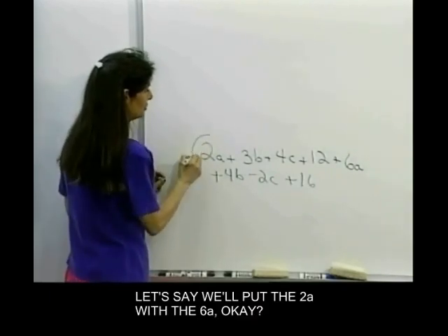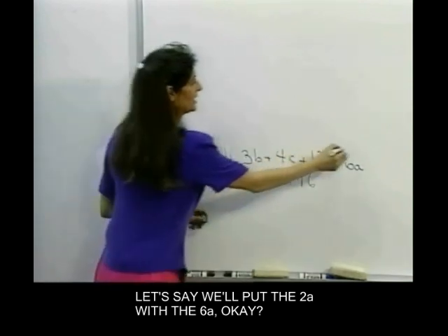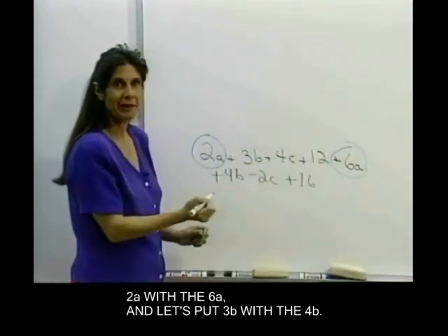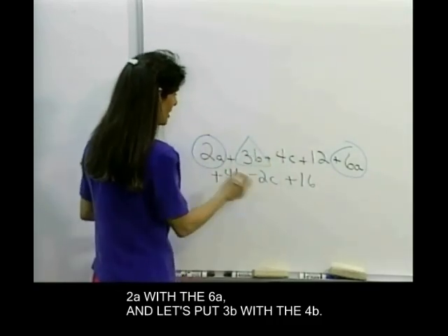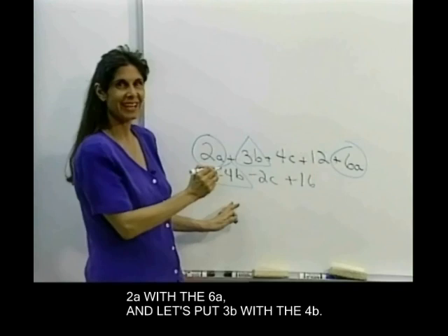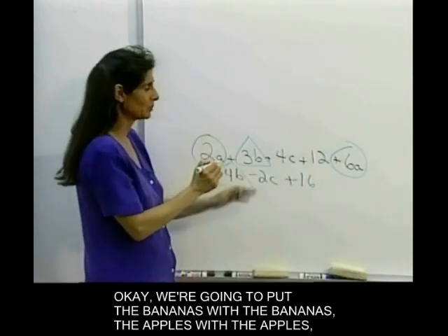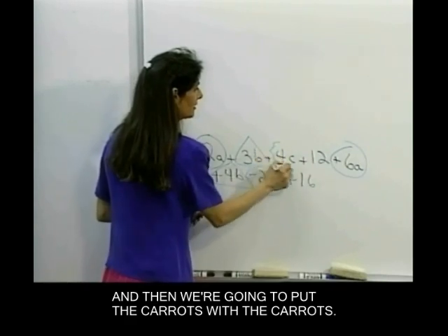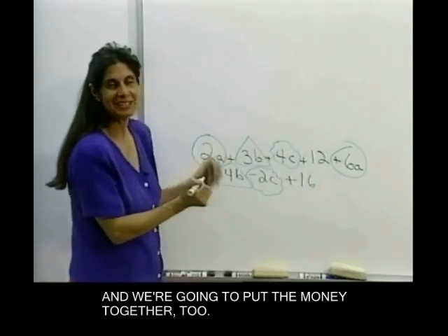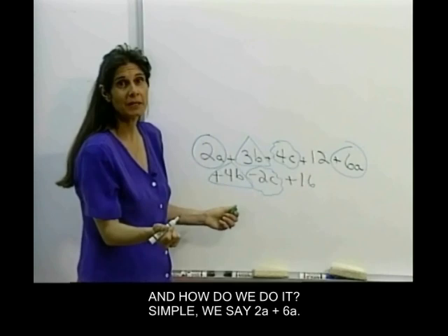Let's put the 2A with the 6A. And let's put 3B with the 4B. We're going to put the bananas with the bananas, the apples with the apples, and then we're going to put the carrots with the carrots. And we're going to put the money together too. And how do we do it?